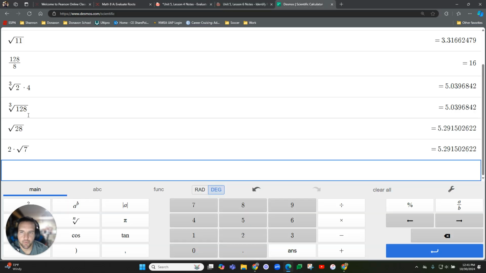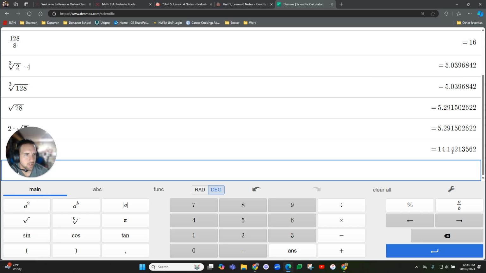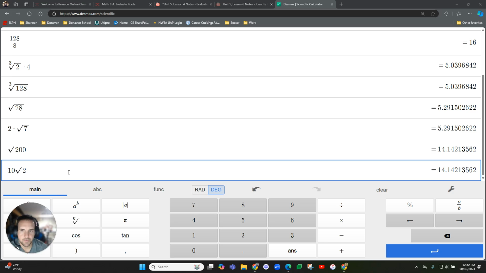I know I've done this before, but just to prove that that is the case, I will go ahead and show you that the square root of 200 is equal to 14.14. Now we're going to do, oops, sorry, that's not right. Go backwards. 10 times the square root of 2. So 10 square roots of 2. You can see these are the same, 14.14. So they are exactly the same.